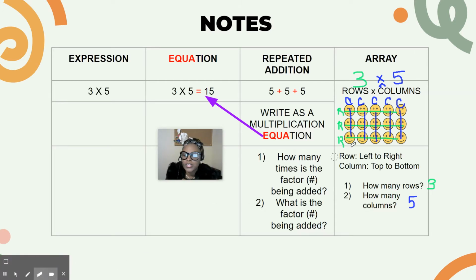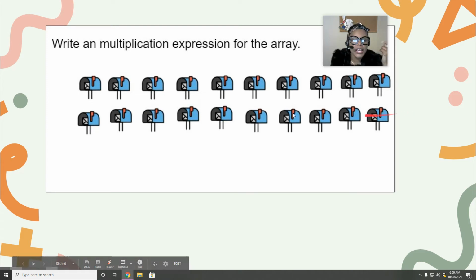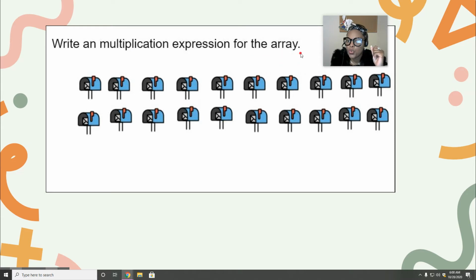Let's look at another example just to make sure that we got it. Now here is some instruction. I am saying write a multiplication expression for the array. Remember, an expression doesn't have what, guys? That's right, it doesn't have an equal sign. No equal signs on expressions. So I want you to really just tell me what 2 factors are being multiplied. Let's do it. Remember, what's our first question?